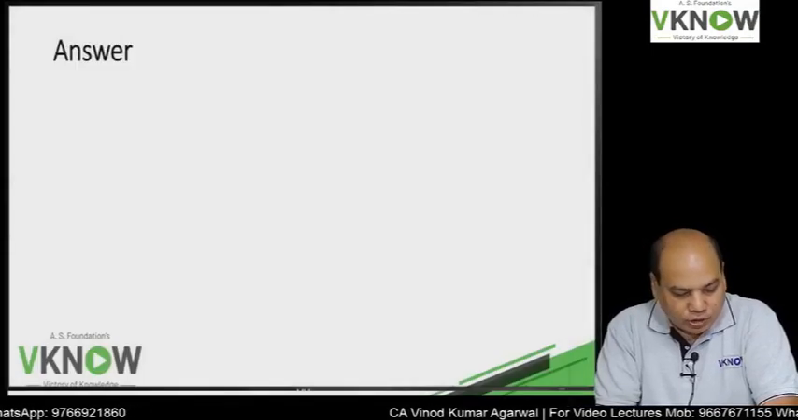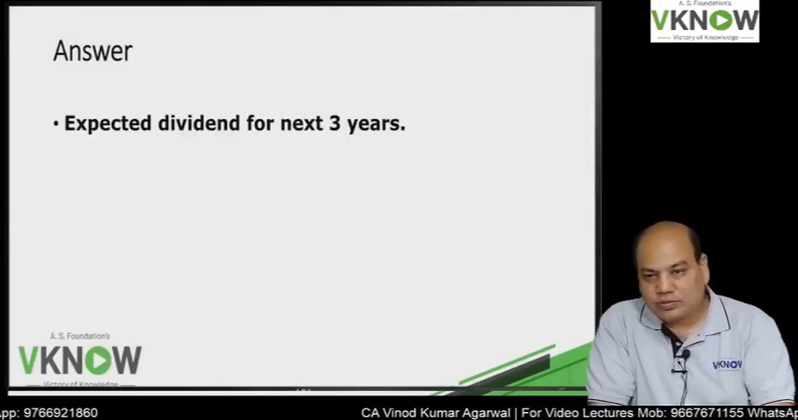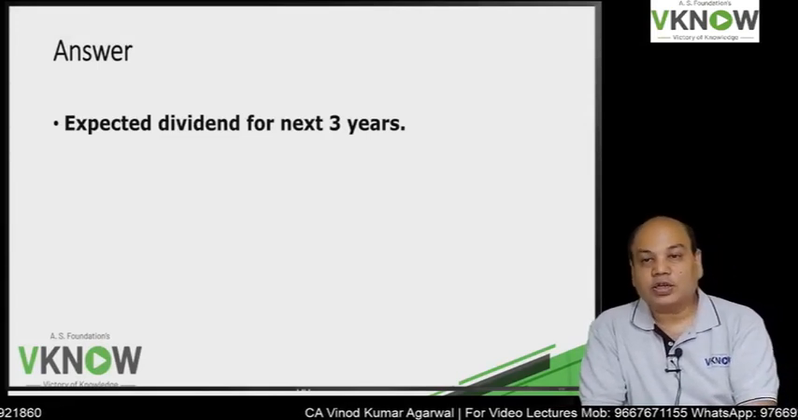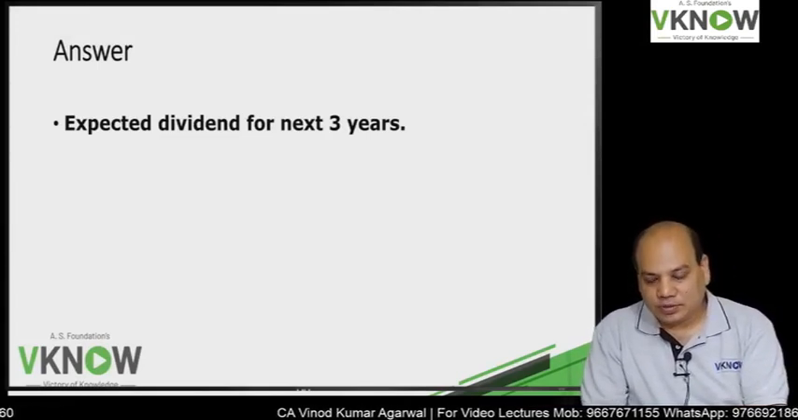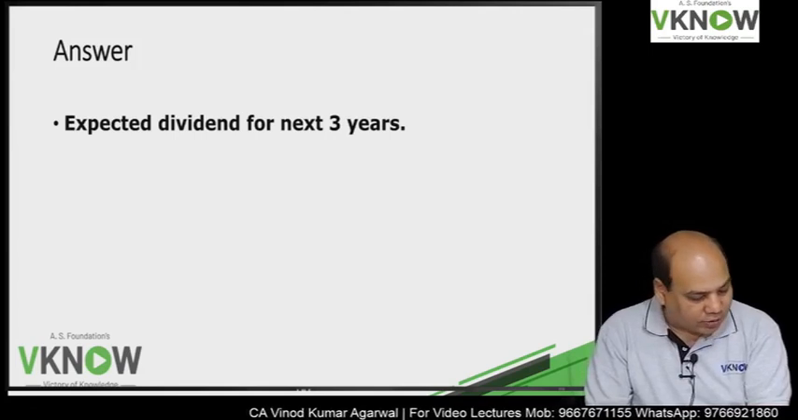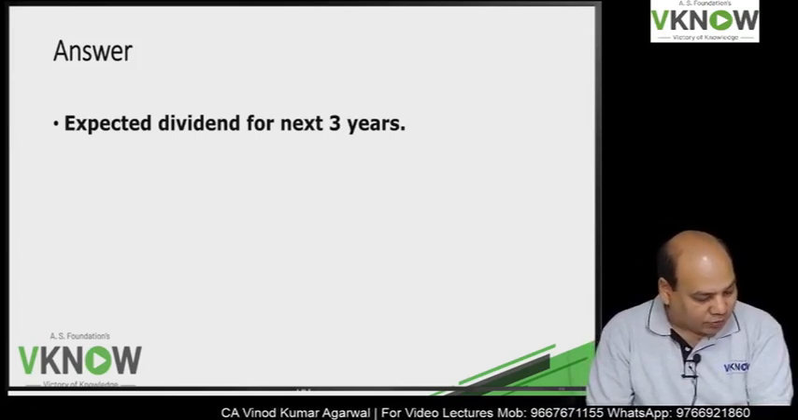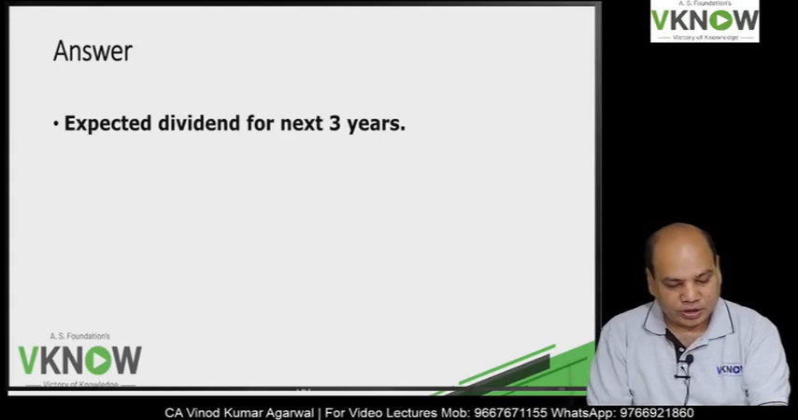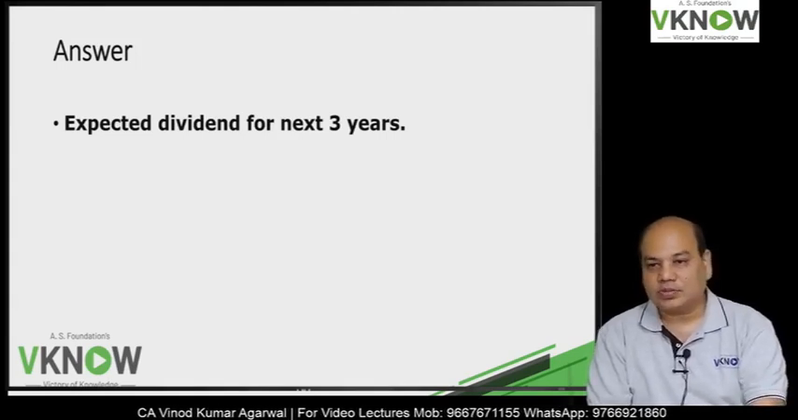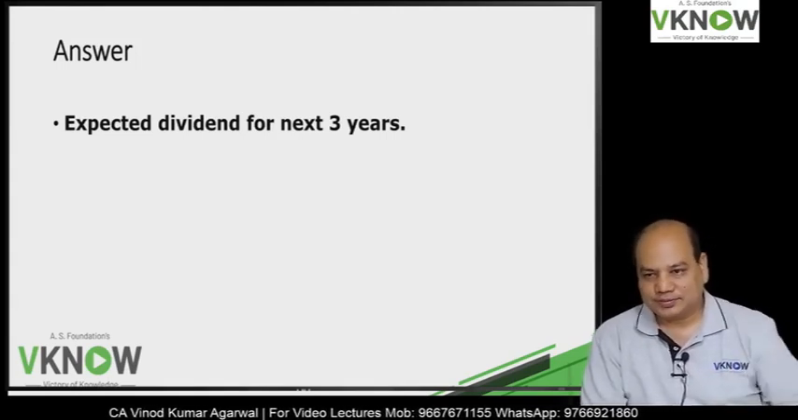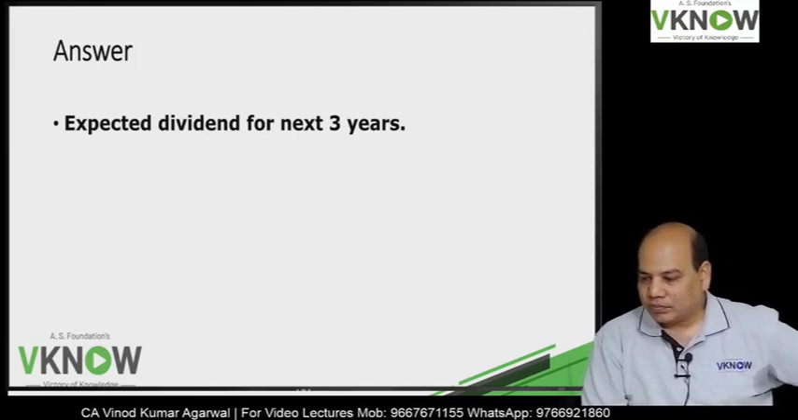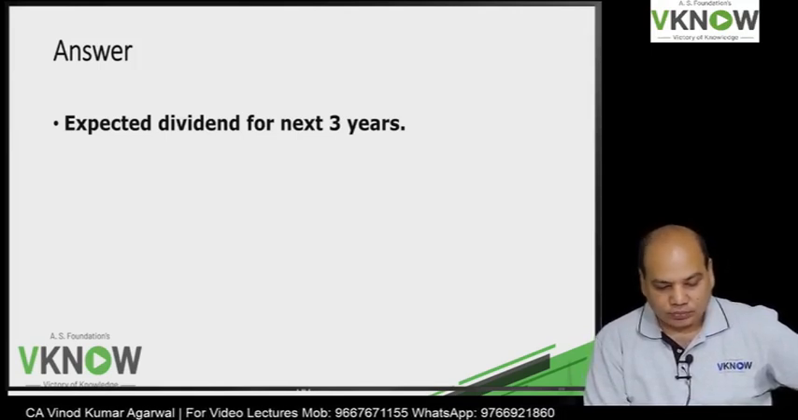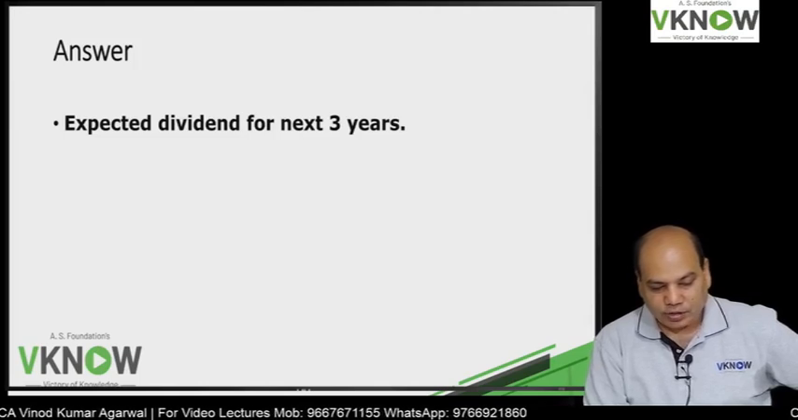So first we will solve part 1, where the dividend for the first 3 years will grow at the rate of 9%, and then after 3 years the price will be 720 rupees. So write down. Basic question, sometimes they ask in the exam, and it is a bonus mark. Expected dividend for next 3 years.